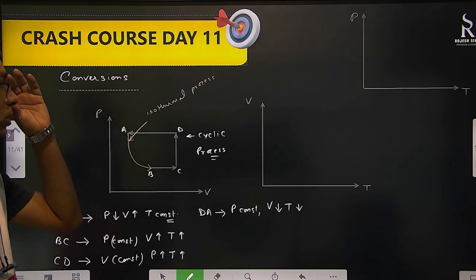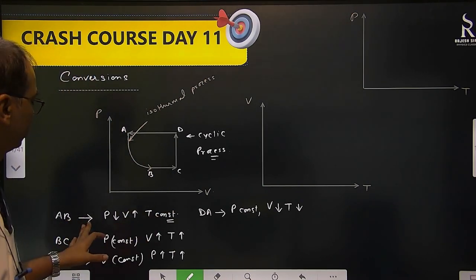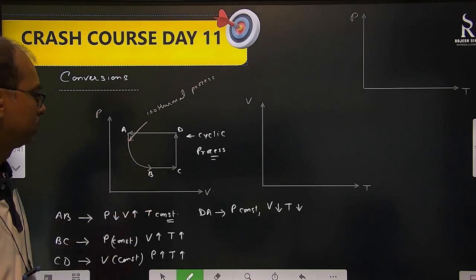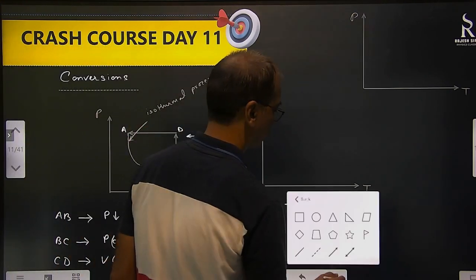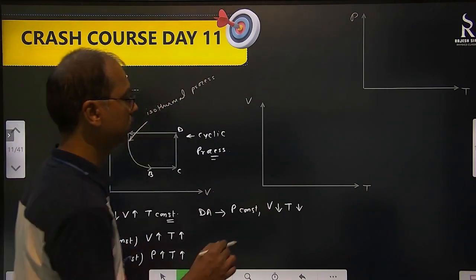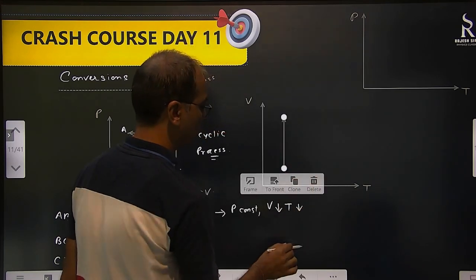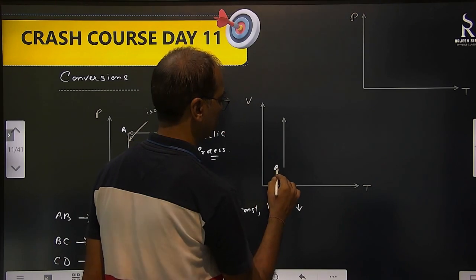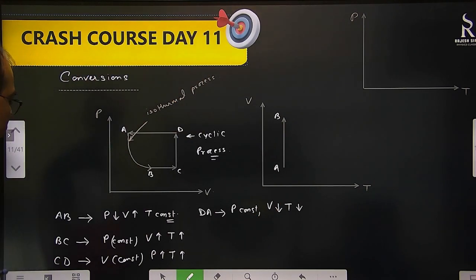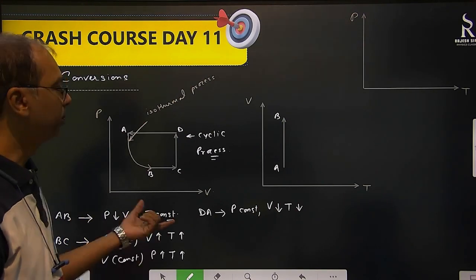Now we have to project it, first, let's say, on the VT graph. So in the VT graph, this AB process we are going to project. T is constant first. T constant means something like this, but volume is increasing. So see, I am making it. This is AB for me. Temperature constant, volume has increased. Then BC: pressure is constant, volume increases, temperature increases.